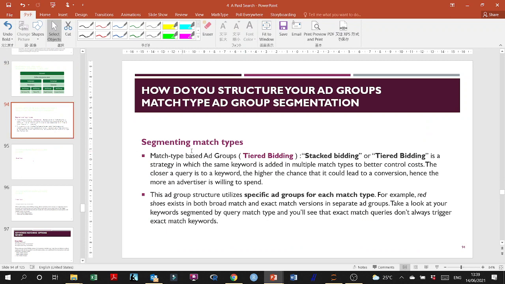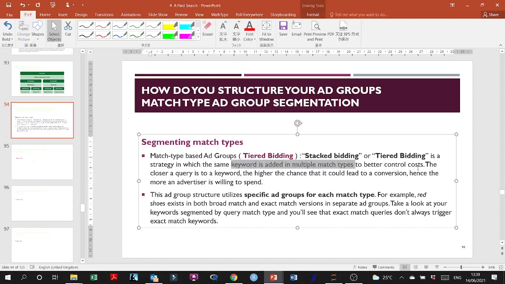Now let's talk about segmenting match types. So we have something here in digital marketing emerging among different consultants called the tiered bidding strategy. With a tiered bidding strategy, or stacked bidding strategy, you will have the same keyword added in multiple match types. You could do that, of course, to better control costs.